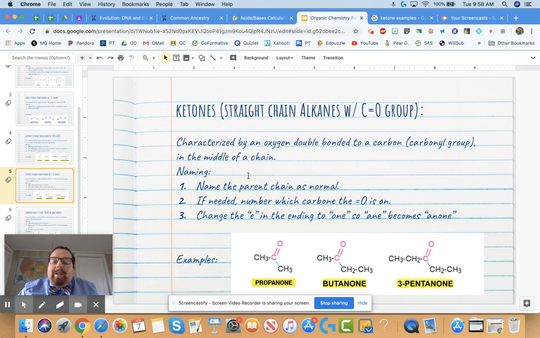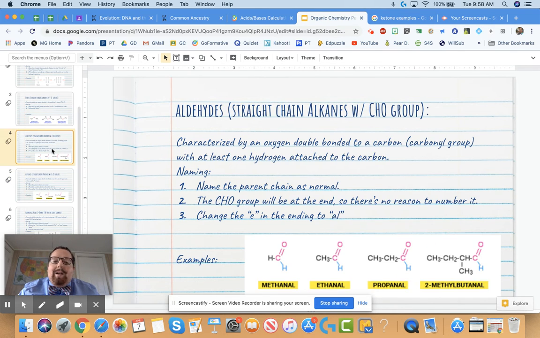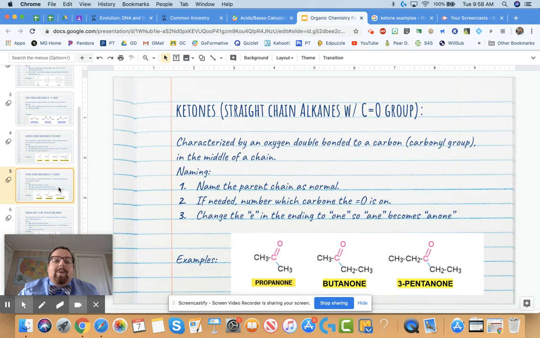Ketones are straight chain alkanes with a double bonded O group somewhere in between. This is kind of like our carboxyl or our aldehydes here, but instead of an H, we have another chain of carbons. So for our ketones, you name the parent chain as normal, change the ending E to an ONE, so the ane becomes anone.